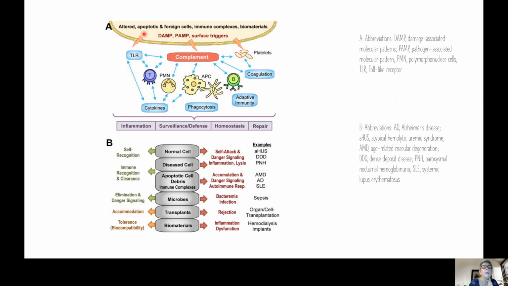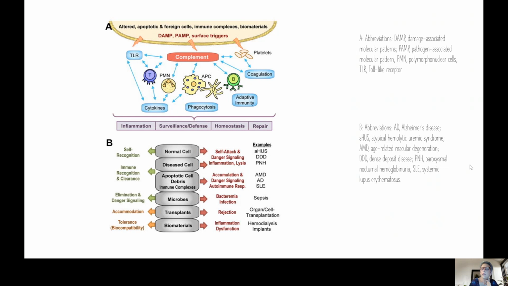So anytime that there's a foreign invader, materials, immune stimulation, trauma, any of that, you'll go ahead. DAMP means damage associated molecular pattern. PAMP is a pathogen associated response, and then surface triggers just happen as a result of being like traumatized. How does all that play out?